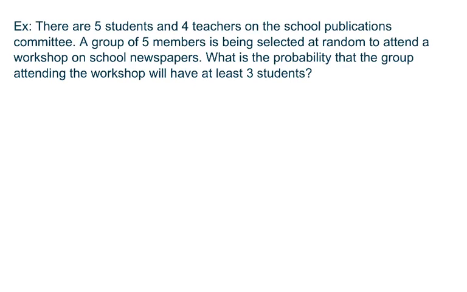I've got one more here for you, a little bit different, a little more complex, but important nonetheless. So there are 5 students and 4 teachers on the school publications committee. A group of 5 members is being selected at random to attend a workshop on school newspapers. What's the probability that the group attending the workshop will have at least 3 students? Now, key phrase here is at least. So what this means, and I'm going to make this in quotes, at least 3 really means we could have 3 or 4 or 5.